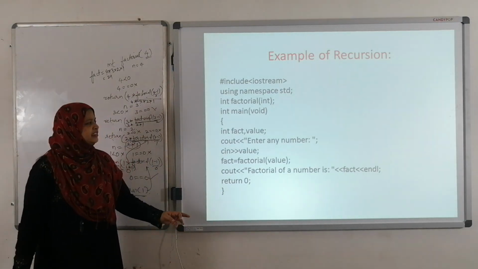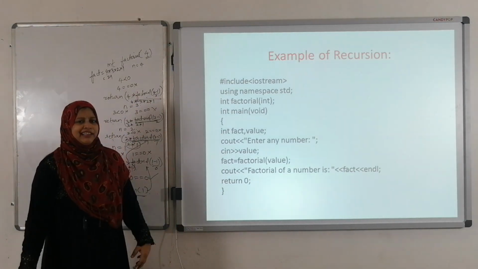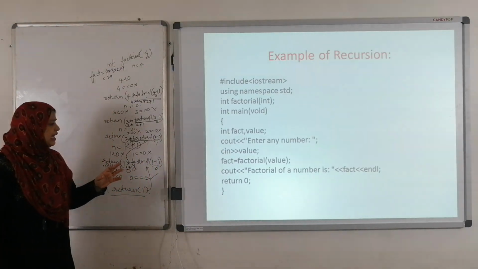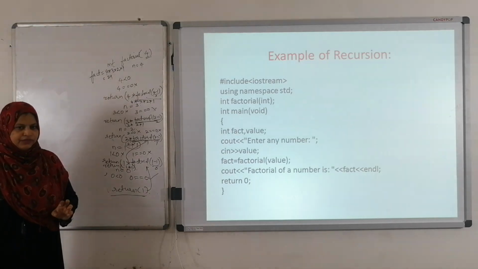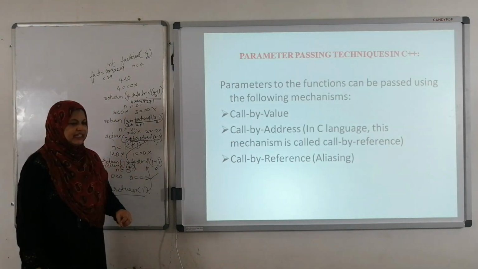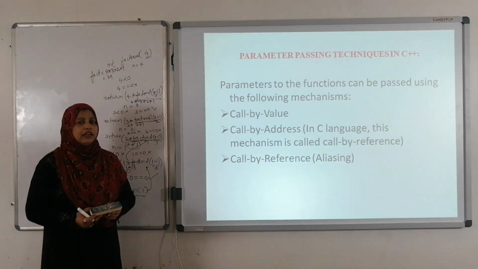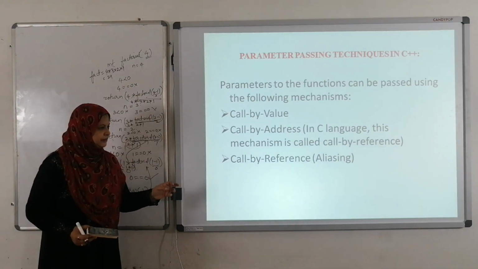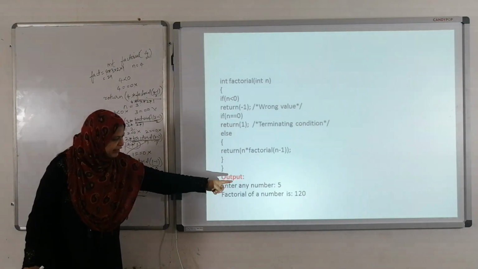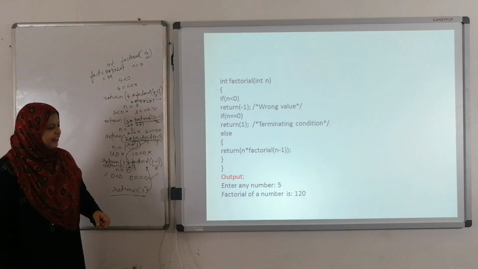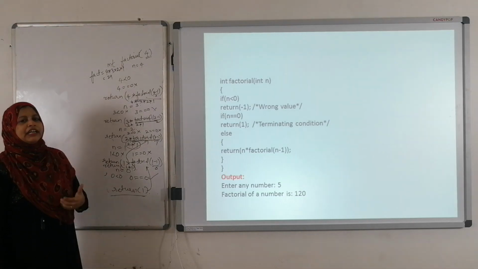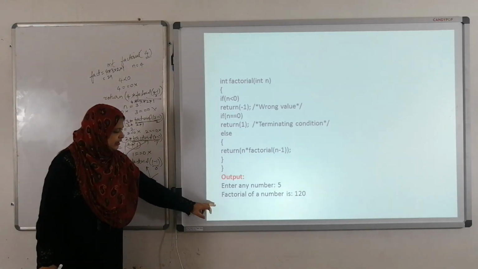Here, return 0. Why are we writing return 0 here? The return type of main is integer. That's why we are going to write return 0. What is the answer of 4 factorial? The answer of 4 factorial is 24. Right? See here. Next, go to the previous slide once. See here, enter any number, 5. Factorial of 5 is 120, right? Here factorial of 4 is 24. 24 into 5, 120. That's it.